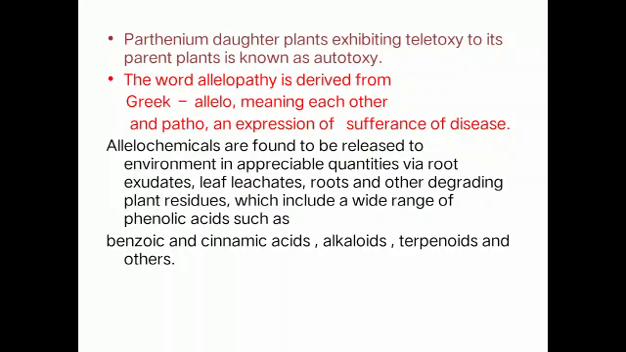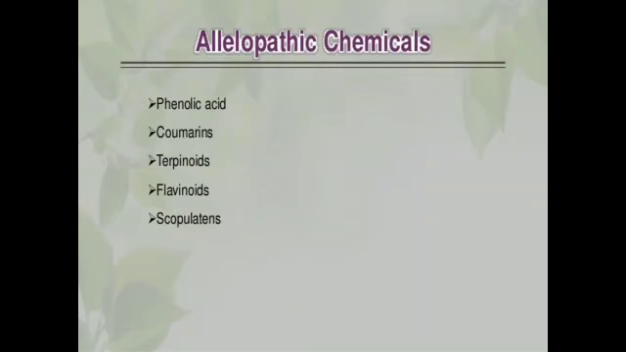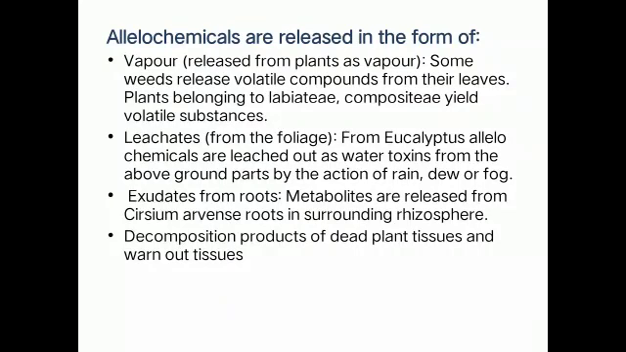So allochemicals are found to be released to the environment in appreciable quantities. Root exudates, leaf leachates, and other degrading plant residues include a wide range of phenolic acids such as benzoic and cinnamic acids, alkaloids, terpenoids and others. So allochemicals are phenolic acids, coumarins, terpenoids, flavonoids, scopoletin. The allochemicals are released in the form of vapor, leachates, exudates from roots, and decomposition products by microorganisms.